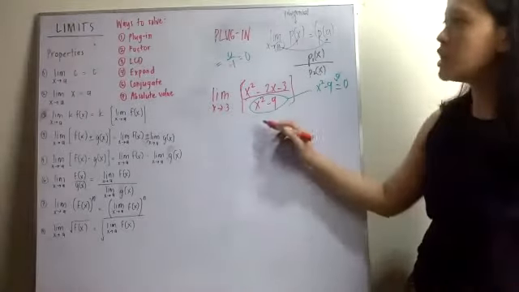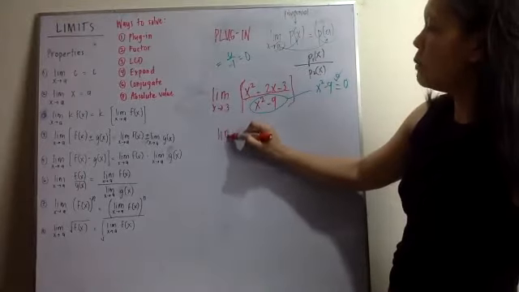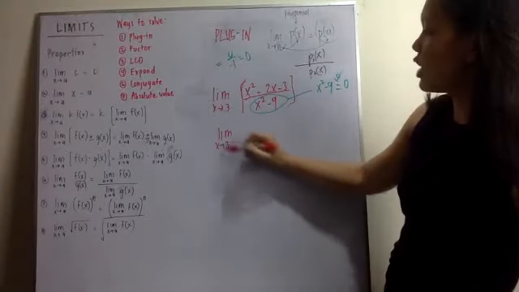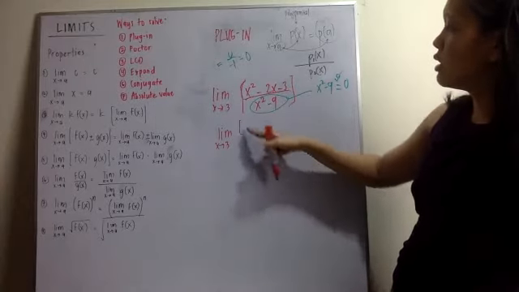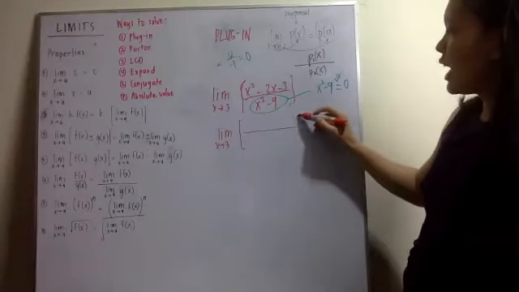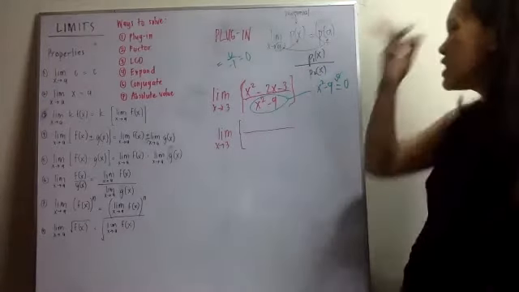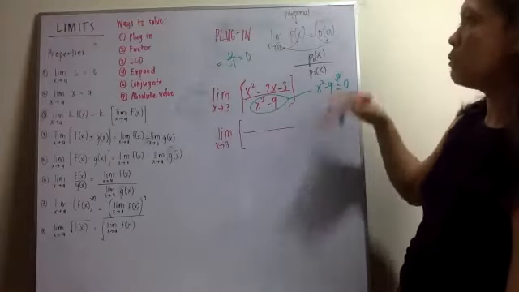So since the denominator is 0, we will try to factor. Limit as x approaches 3. What are the factors of the numerator? How is our factoring? That's one of the basic skills, because it will keep showing up in different topics in algebra and when you get to calculus.